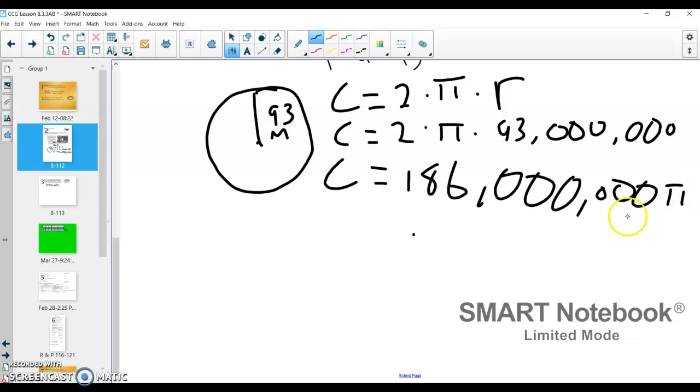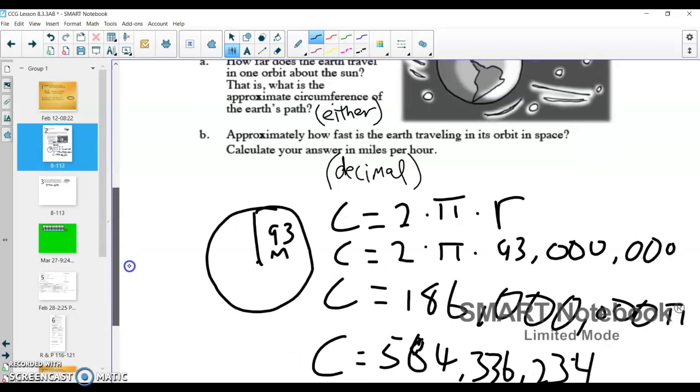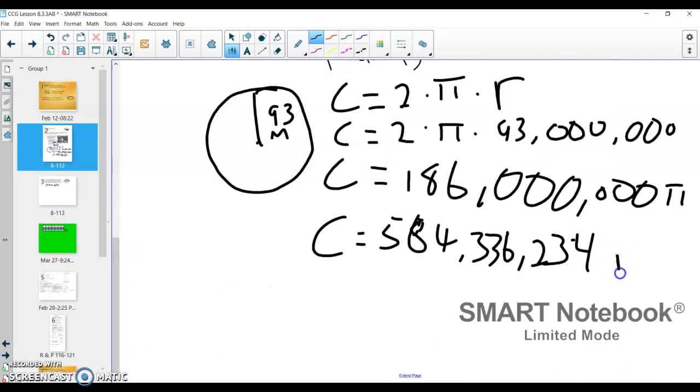If I want to be using a decimal approximation, which in that problem it says I could do either, that would be approximately 584, sorry, my 8s are still bad, 584,336,233.5. Actually, let's round that to 234. Just round it up. Okay, and so there we have the circumference, or the distance traveled around the sun: 584,336,234, and I believe they're talking about miles. All right, and that's part A.